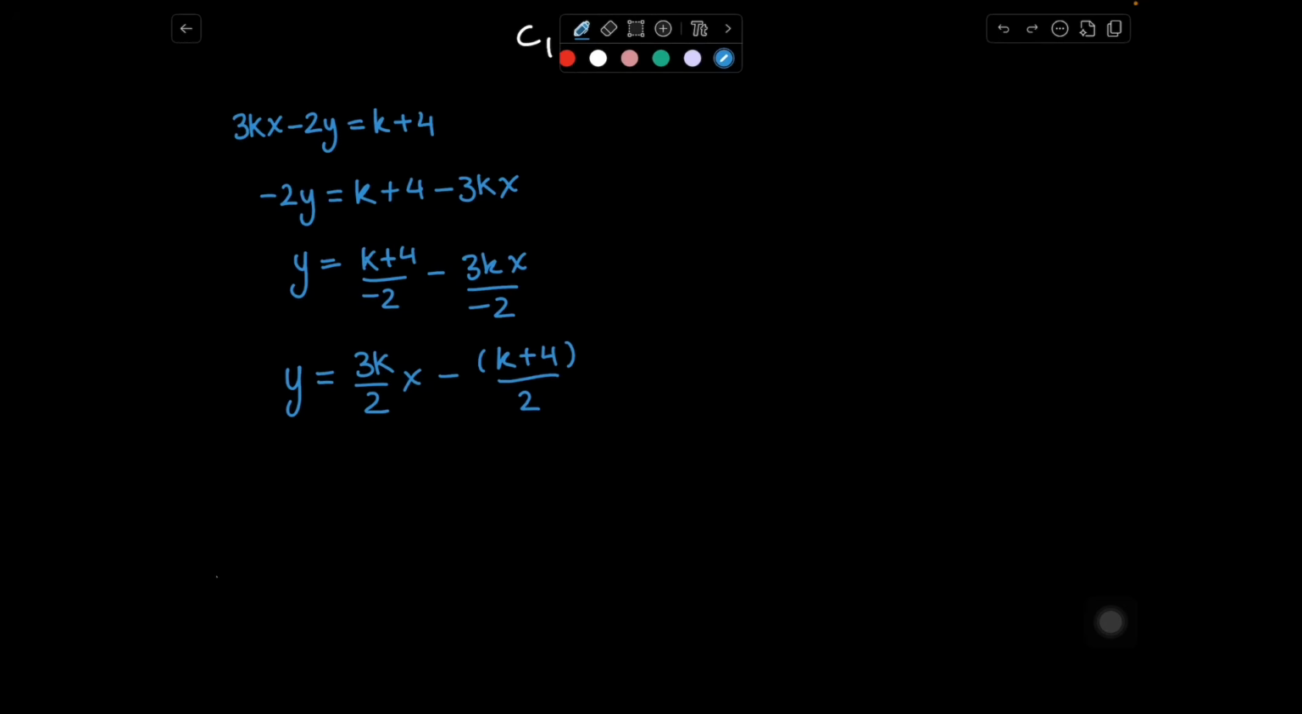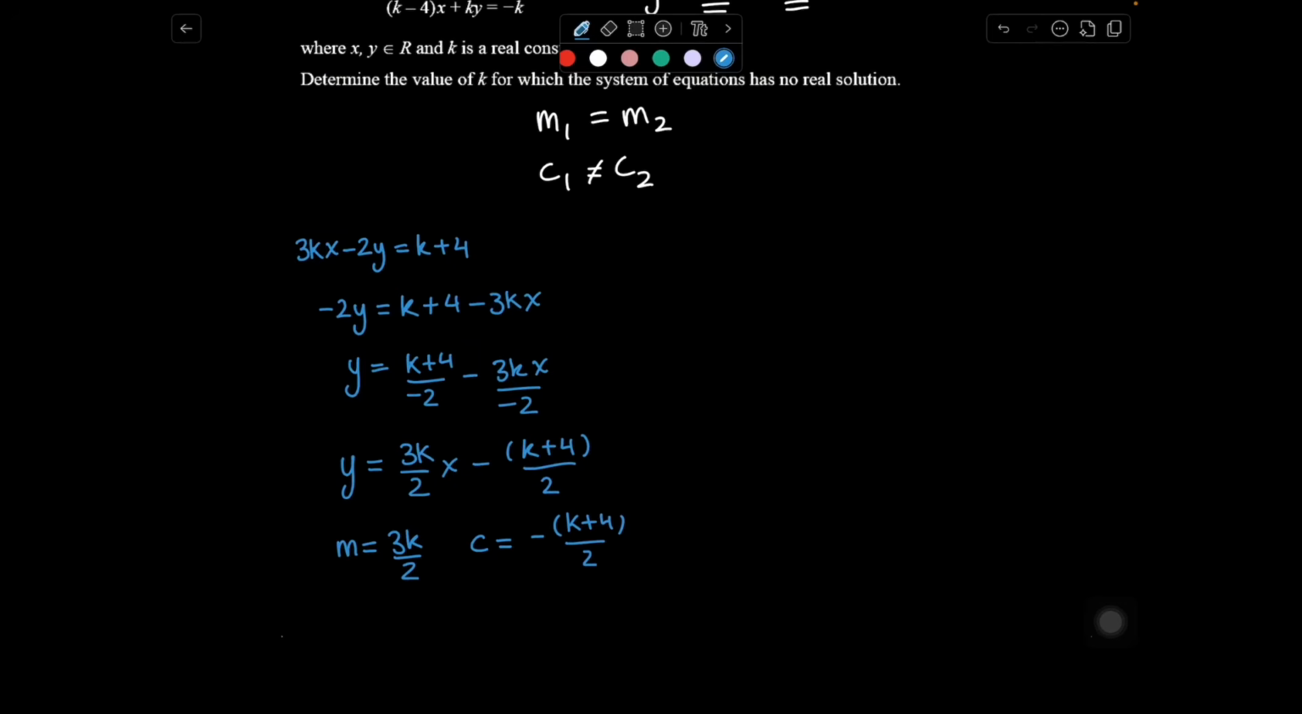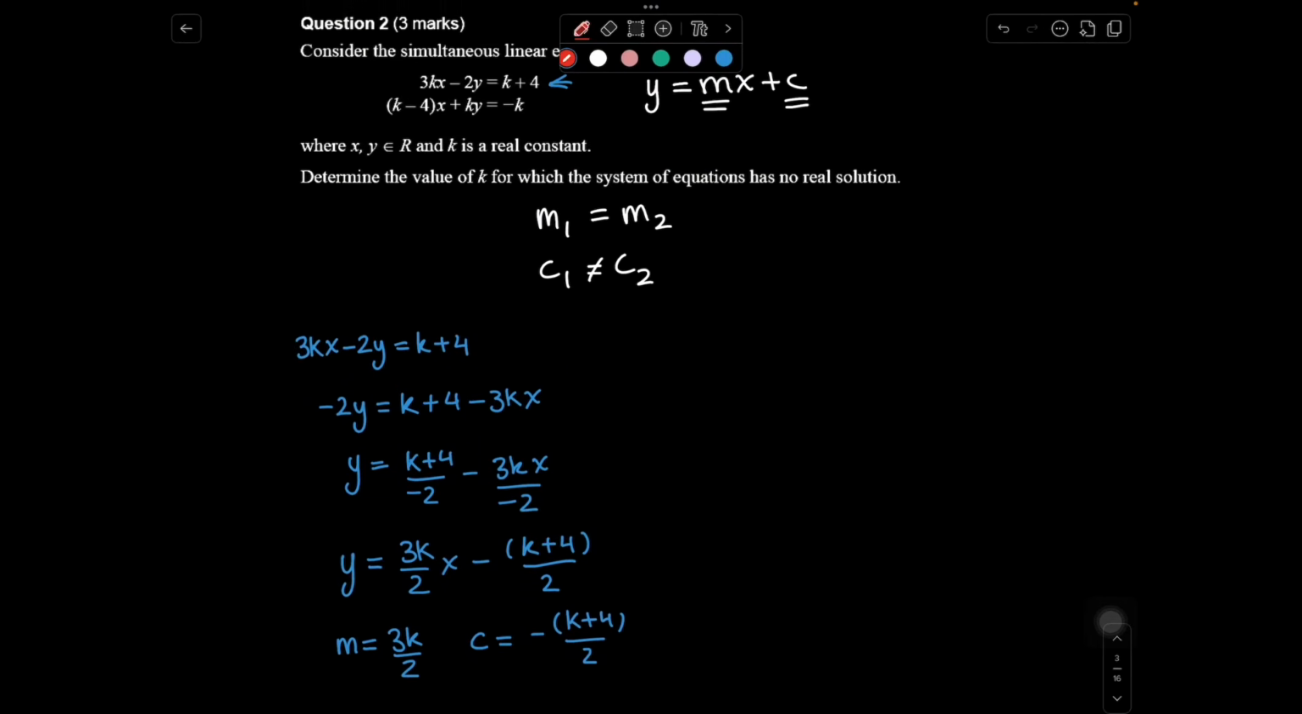And now you can see how our gradient is equal to 3k over 2, and our y-intercept is equal to negative k plus 4 over 2. So that's for our first equation, and then for the second one, we can do the exact same thing. So for this one here, I'll write it down over here.